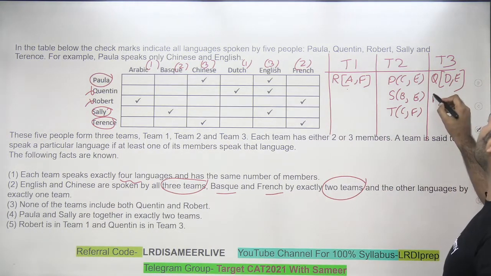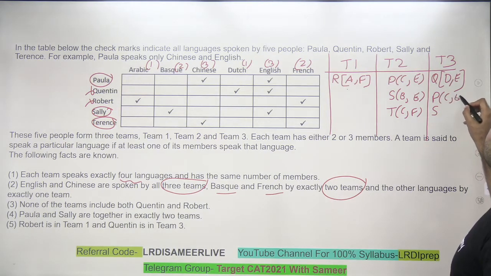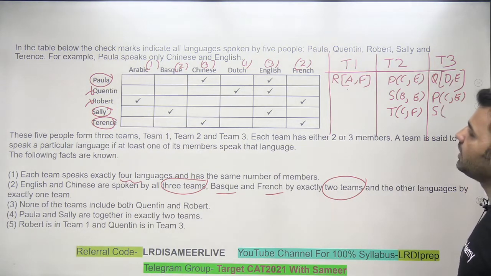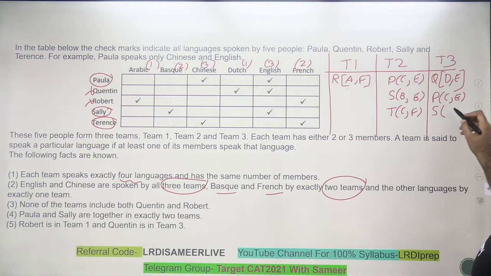So I'll have to include P and S over here. P will be speaking Chinese and English, and S will be speaking Basque and English, right? So now you see that I have 3 members here, 3 members here. Now, P and S are the members of exactly 2 teams. So these 2 teams have already been taken care of. P and S is here, P and S is also here.